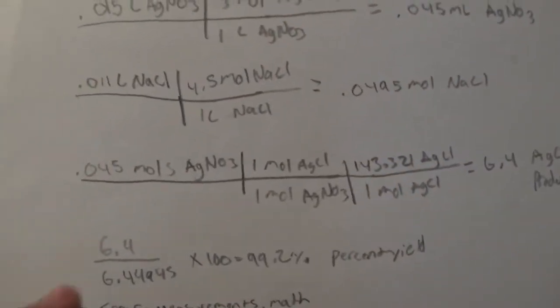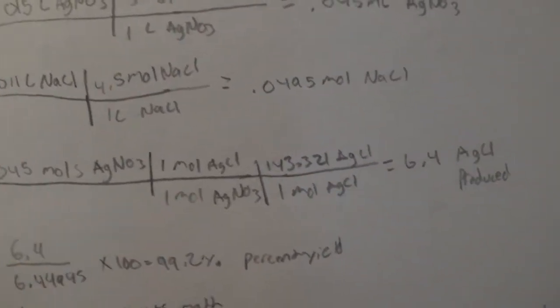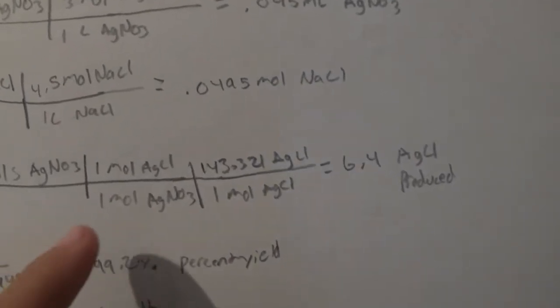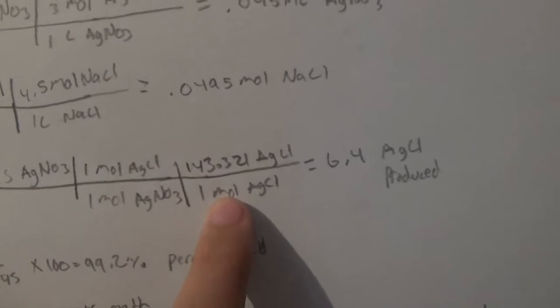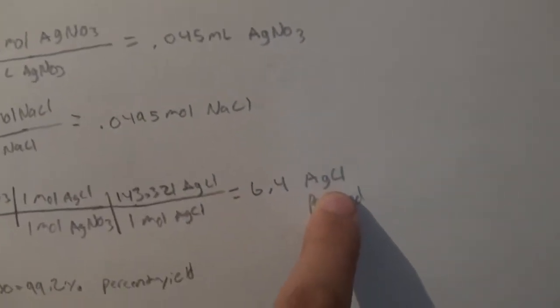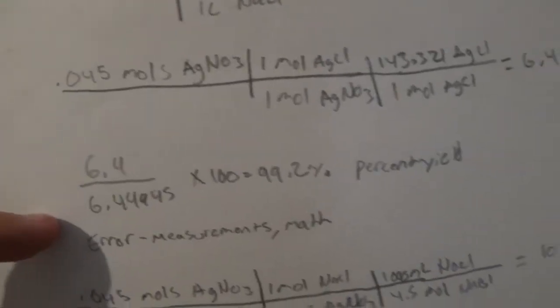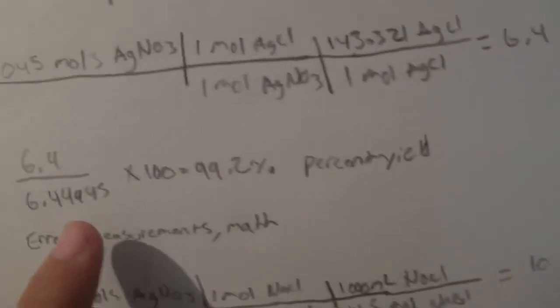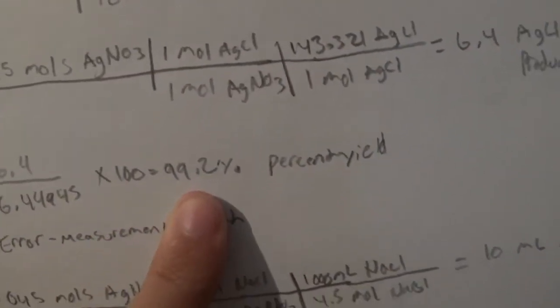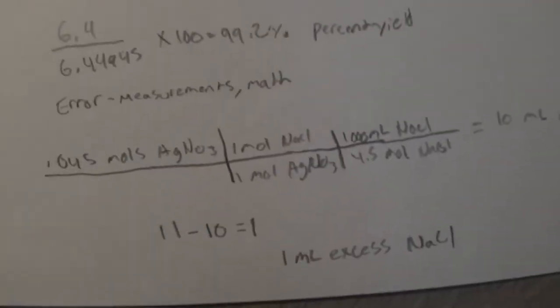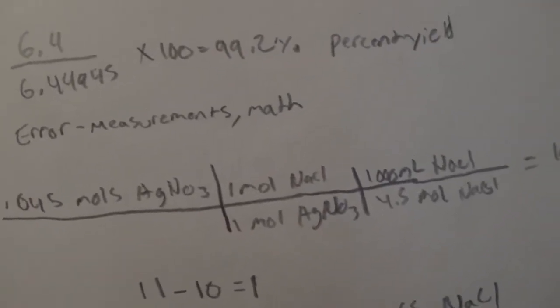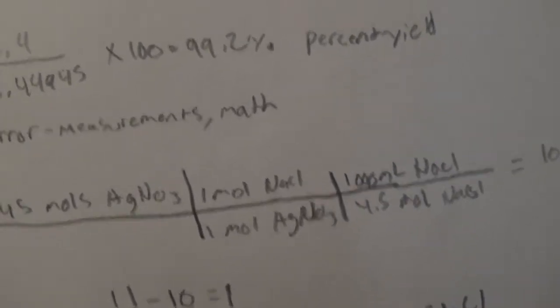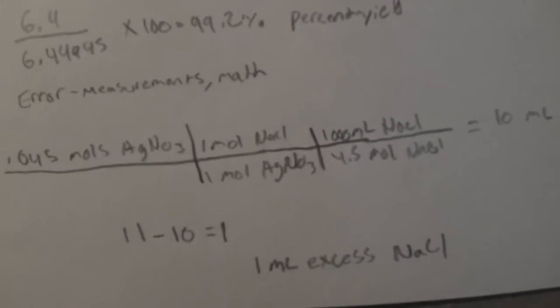And so we're going to take our limiting reagent, the 0.045, and convert it to AgCl. We multiply it by 1 over 1, and then the molar mass, to see that we have 6.4 grams of AgCl produced. So we'll bring it down here. We have 6.4 over 6.44945. This one right here, I just rounded the 4 down. So we had 6.4. We'll multiply that by 100, and we get 99.2% yield. Our error could have been in measurements or in the math, but it was a pretty minute error if we had one, because you can see we're very close to 100, about 0.8% away.